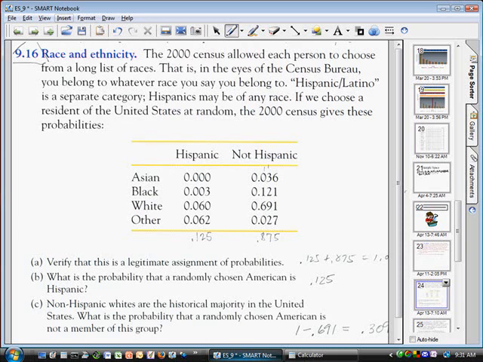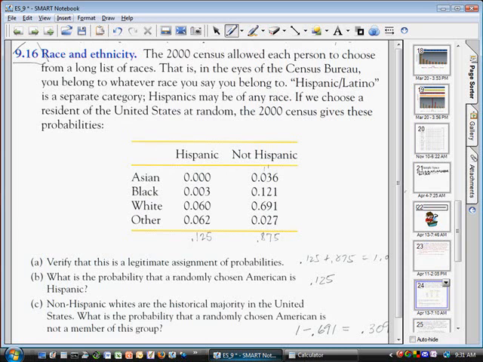C, non-Hispanic whites are the historical majority in the United States. What's the probability that a randomly chosen American is not a member of this group? So first of all, look it up. Find the white non-Hispanics on the chart. It's the 0.691, 69.1%. Okay? If that's the probability of being a white not Hispanic, then what's the probability of not being in that group?